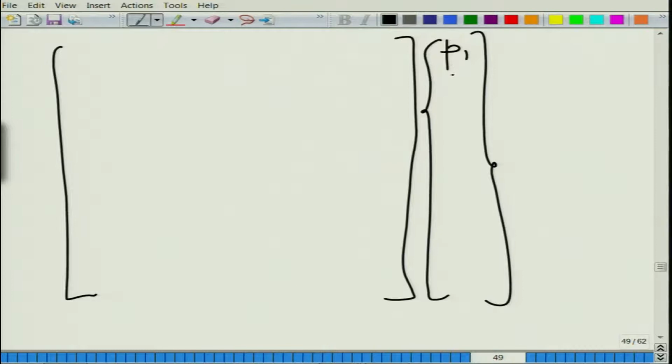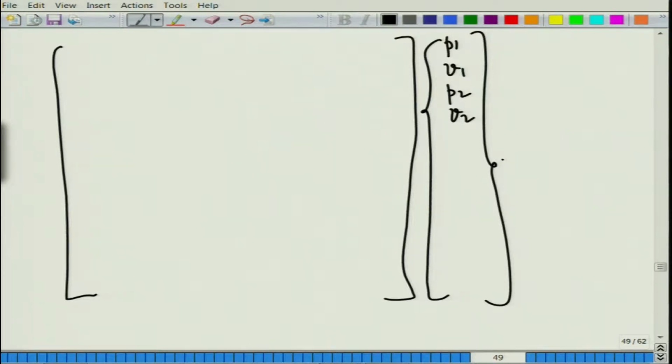But for now, let me just write down your P1 matrix. I am just dropping the tilde signs for simplicity. So, P1 V1, P2 V2, and eventually at the end of the day we want P6 V6, is it not?